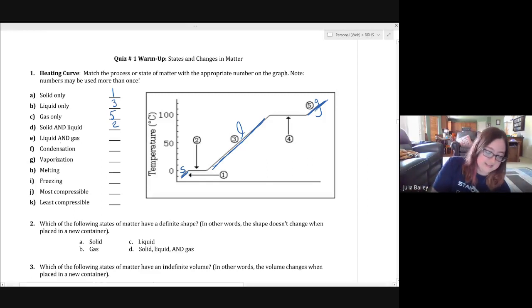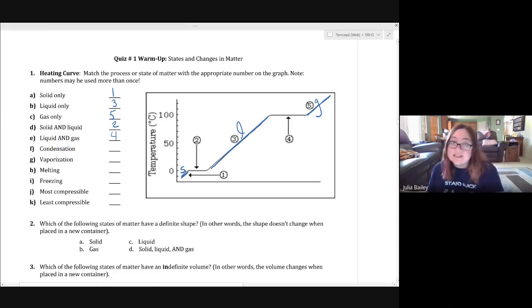Liquid and gas together, both of them together. Again, if 3 is just liquid and 5 is just gas, where are we going to see both of them? We're going to see that in the middle, right between. Sorry, I keep redrawing my lines.